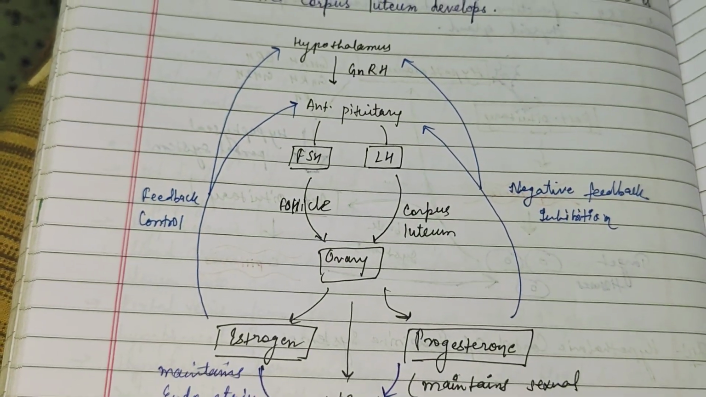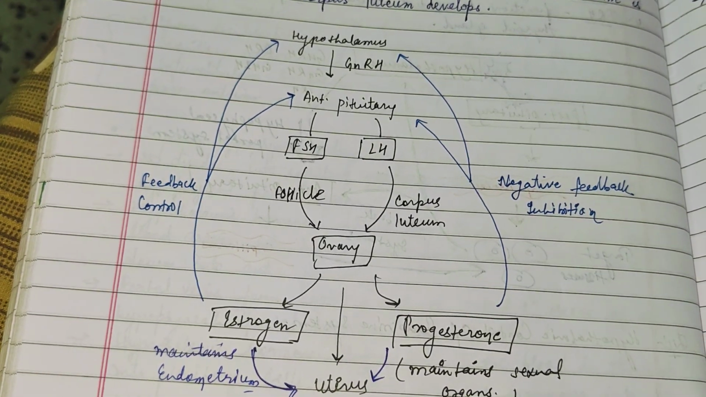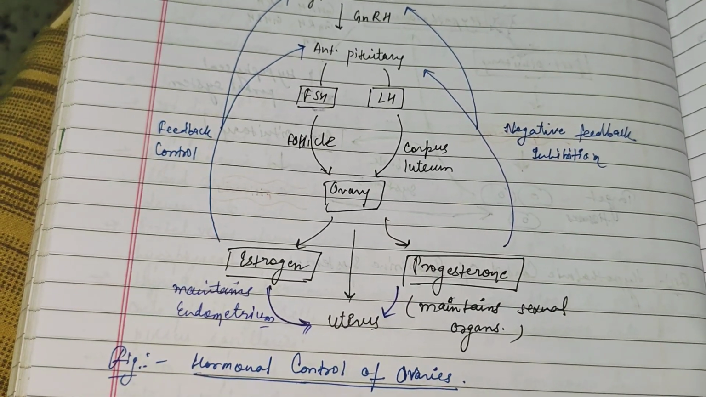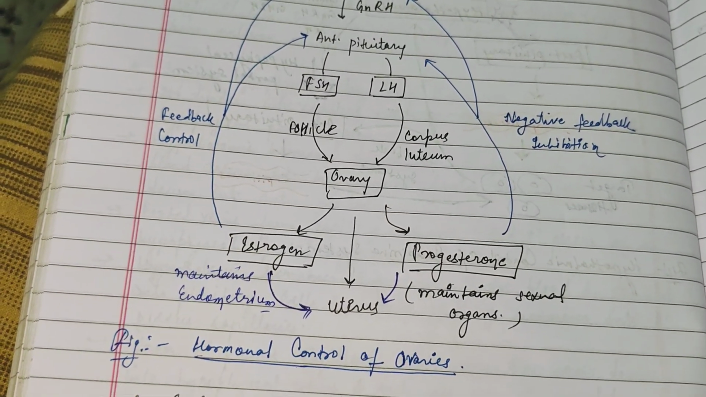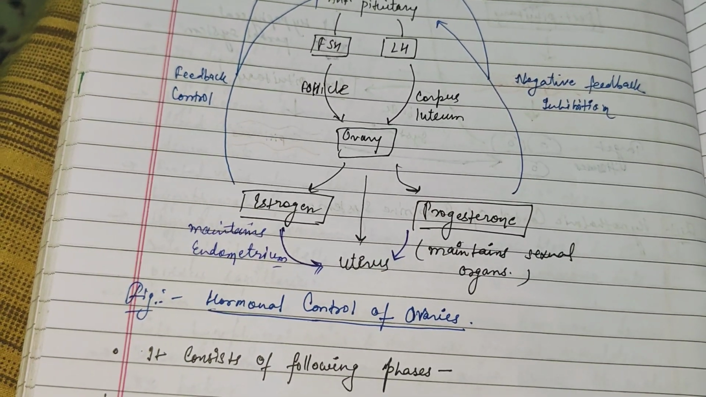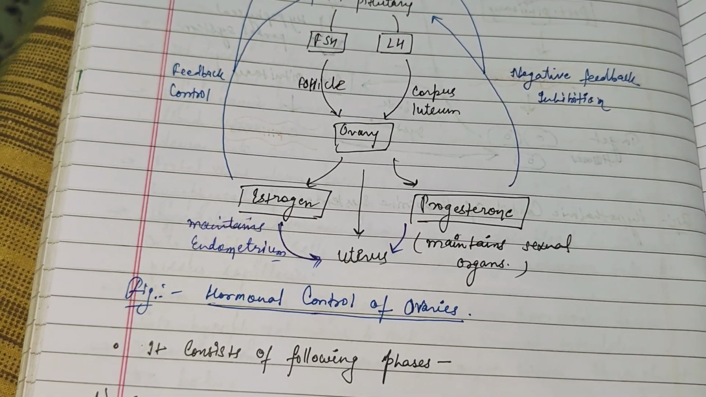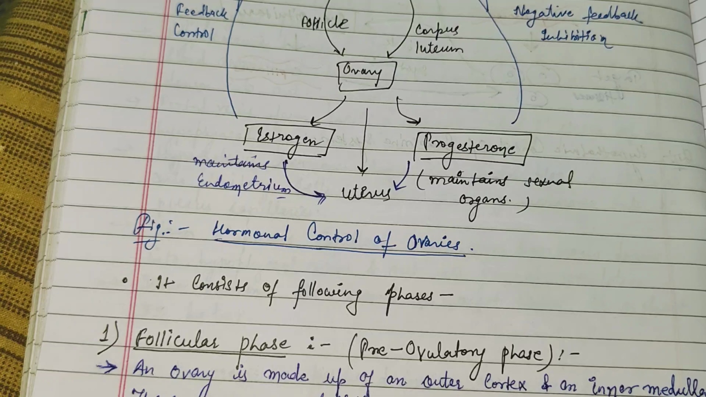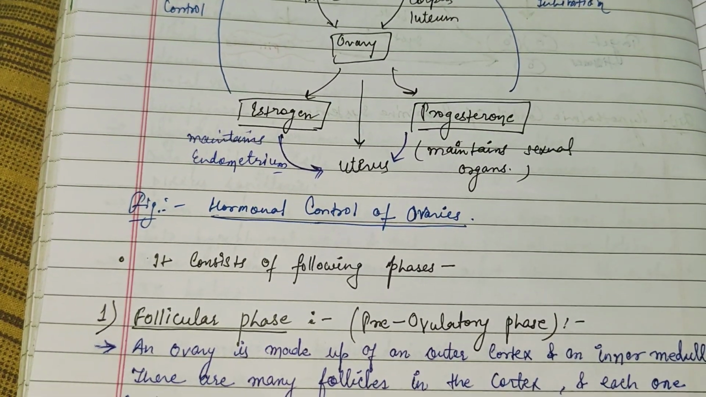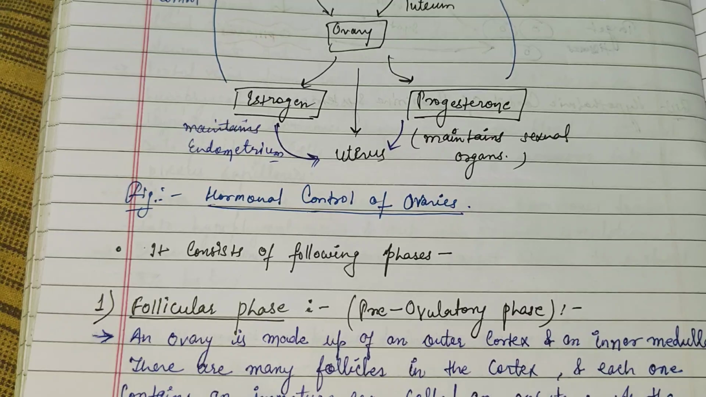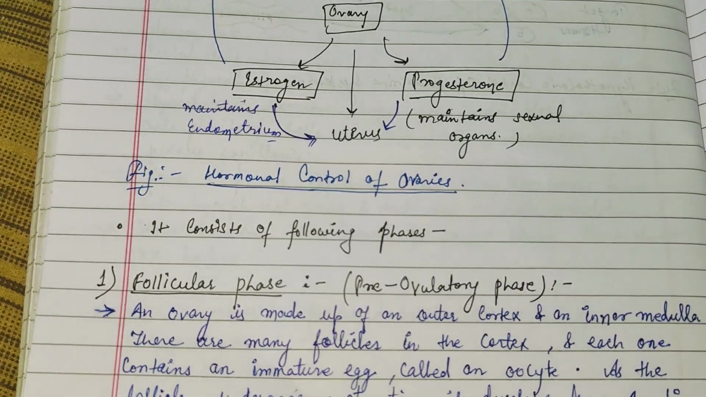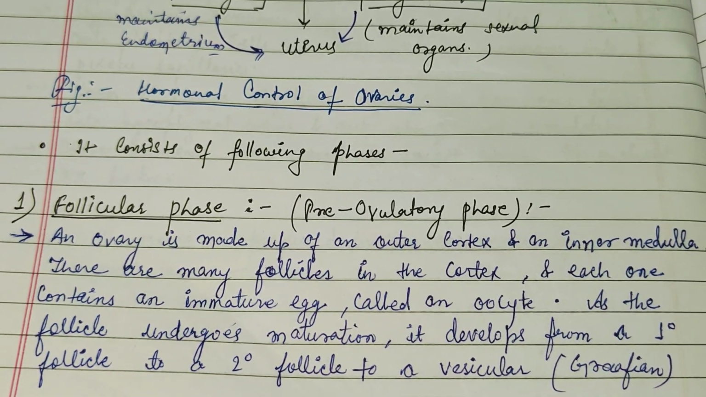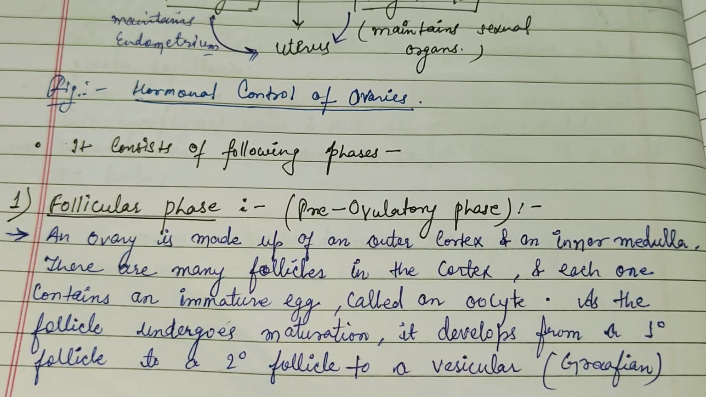So, flowchart of the ovarian cycle: the hypothalamus is regulated by GnRH, that is gonadotropin releasing hormone. The anterior pituitary releases two types of hormone, FSH and LH. Follicle stimulating hormone stimulates the follicles, and LH, luteinizing hormone, maintains the corpus luteum in the ovary. The ovary produces two types of hormone, estrogen and progesterone, which maintain the sexual organs, and the estrogen maintains the endometrium.